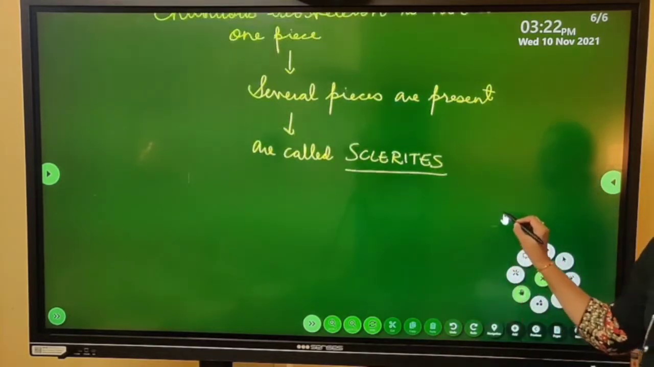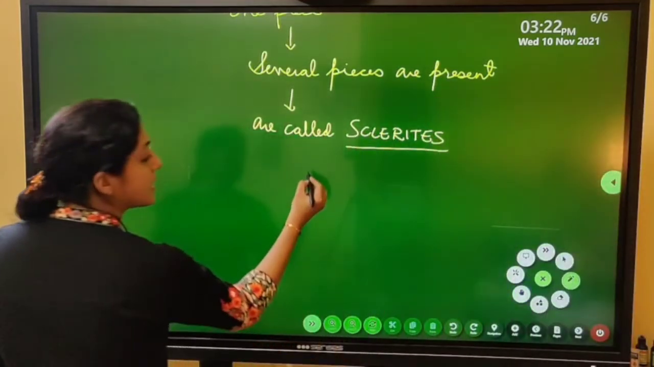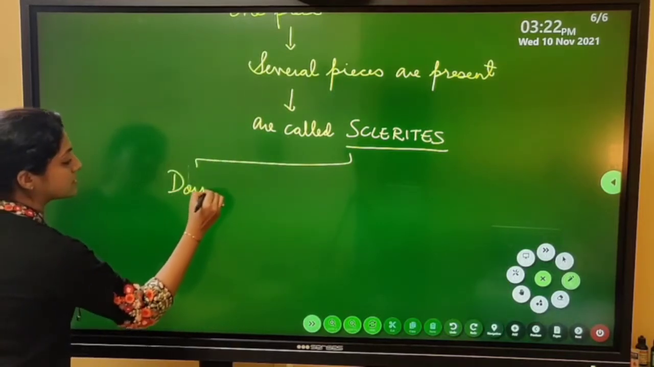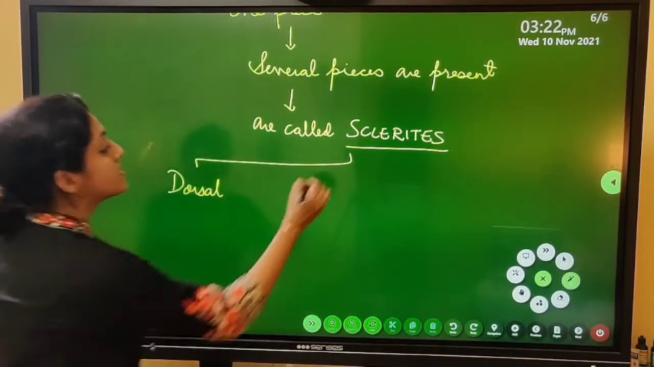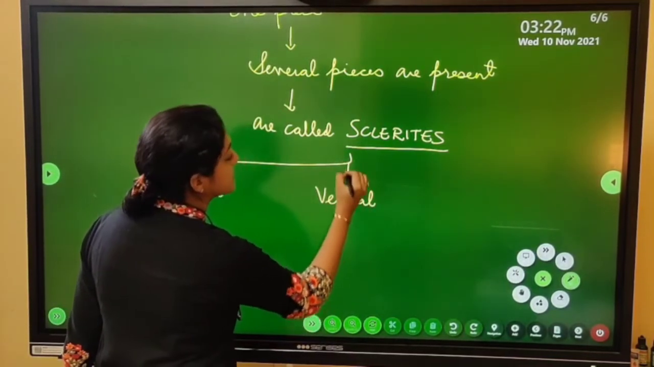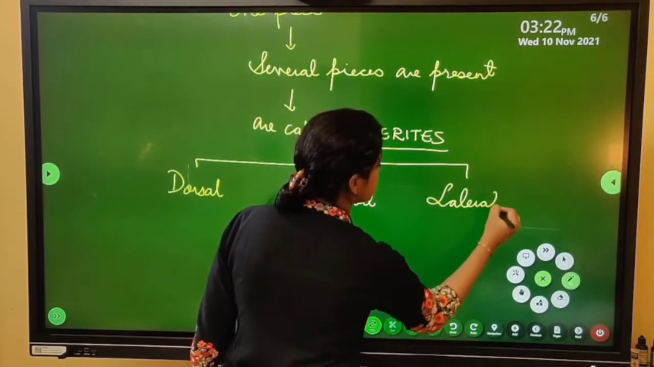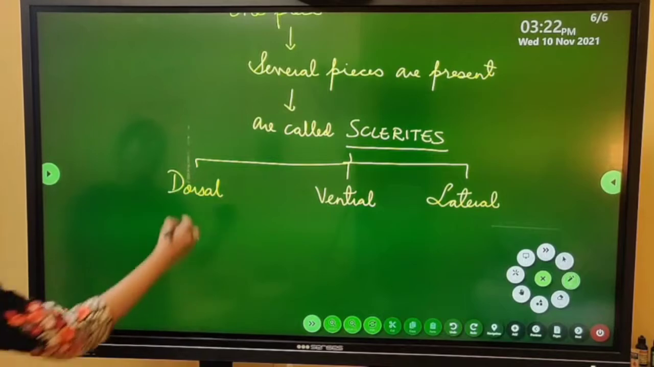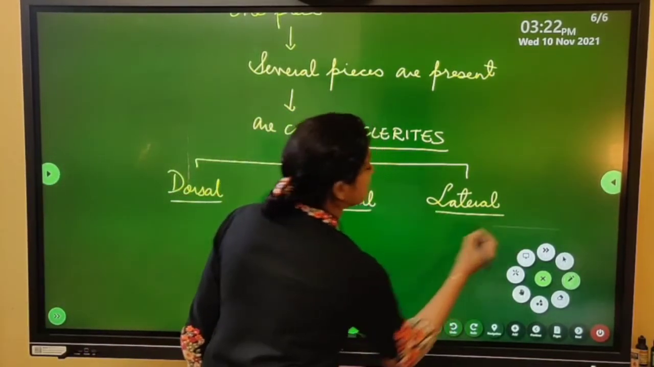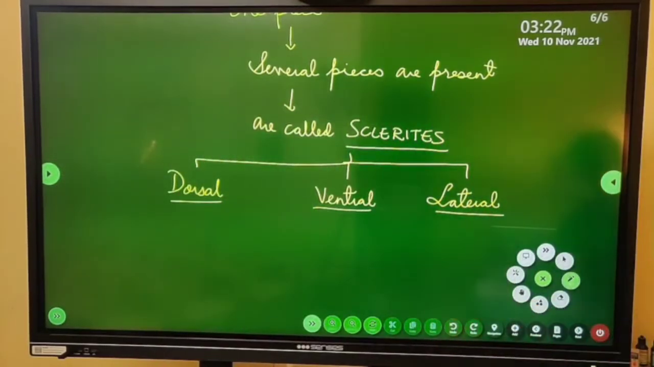Now the sclerites, they are termed differently. Dorsal side के sclerites. Sclerites on the dorsal side. Sclerites on the ventral side. And sclerites on the lateral side. So हर side पे ये sclerites रहेंगे, on the dorsal side, on the ventral side, on the lateral side. So individually they are named differently.